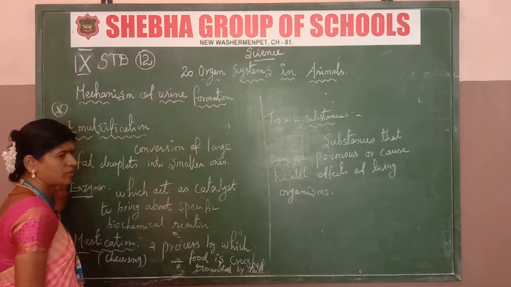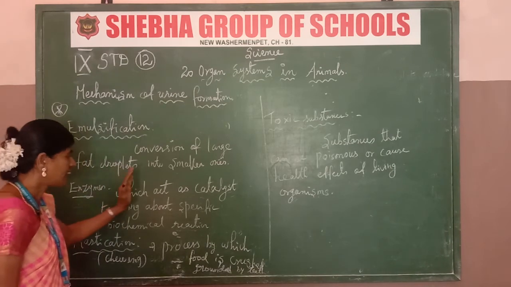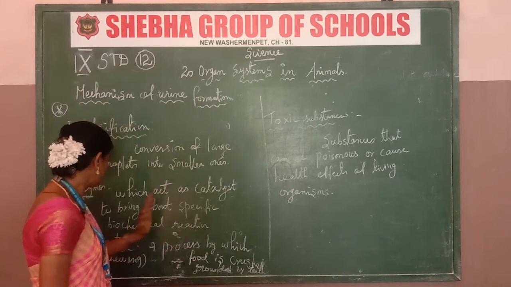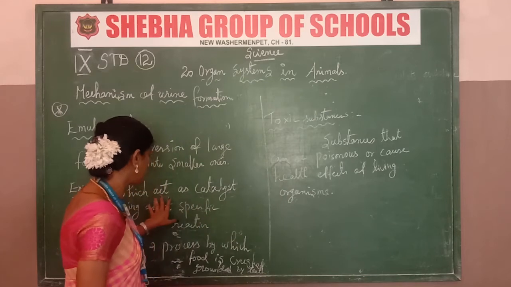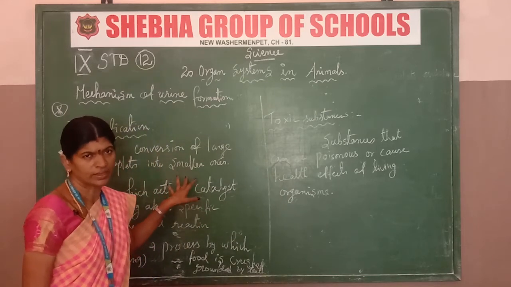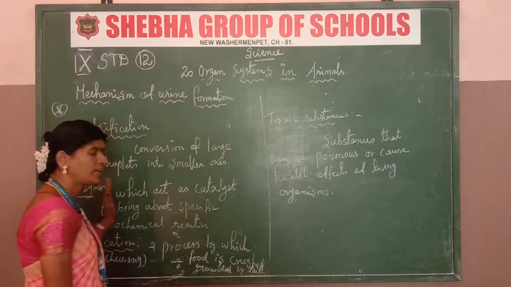Next, enzyme. Already you have studied this in previous classes. Enzymes act as catalysts to bring about specific biochemical reactions in our body. Biochemical reactions, and then ATP, NADPH, ADP. So biochemical reactions are catalysed by enzymes.